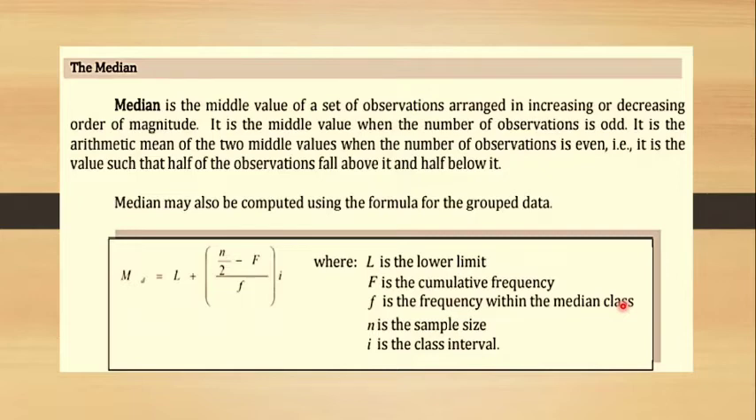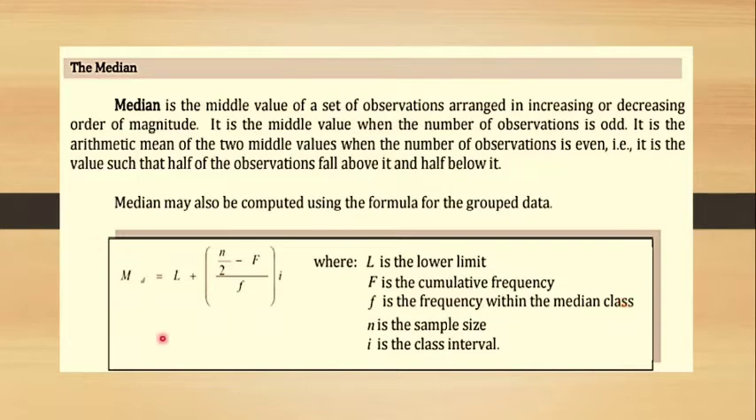It is the middle value when the number of observations is odd. It is the arithmetic mean of the two middle values when the number of observations is even. It is the value such that half of the observations fall above it and half below it. Median may also be computed using the formula for grouped data.